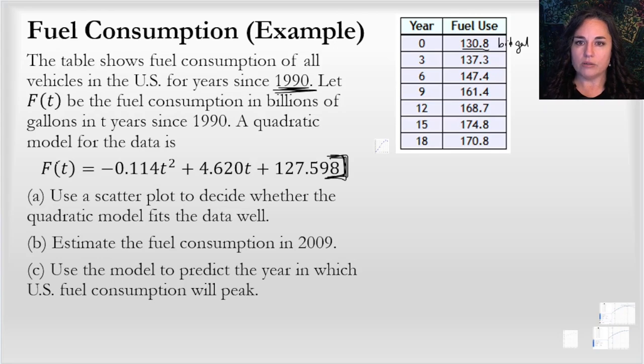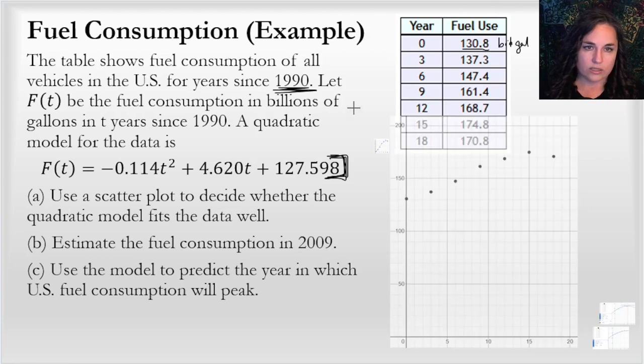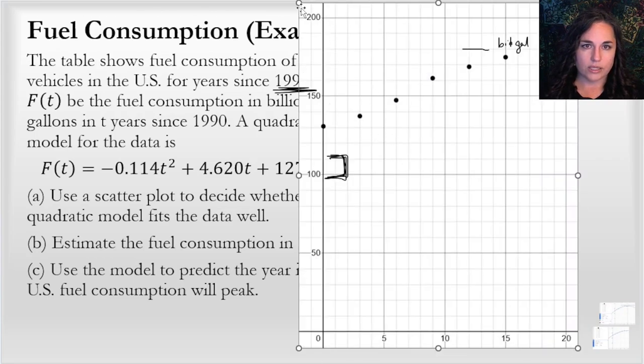A quadratic model for the data is blah, blah, blah. So they give us that. Use a scatter plot to decide whether the quadratic model fits the data well. Okay, so I went ahead and I plotted this data. I do believe this is the plot for the data. There's the plot for the data.